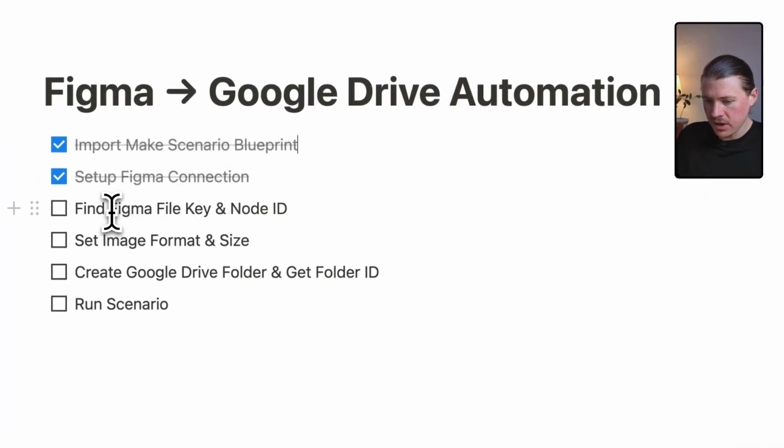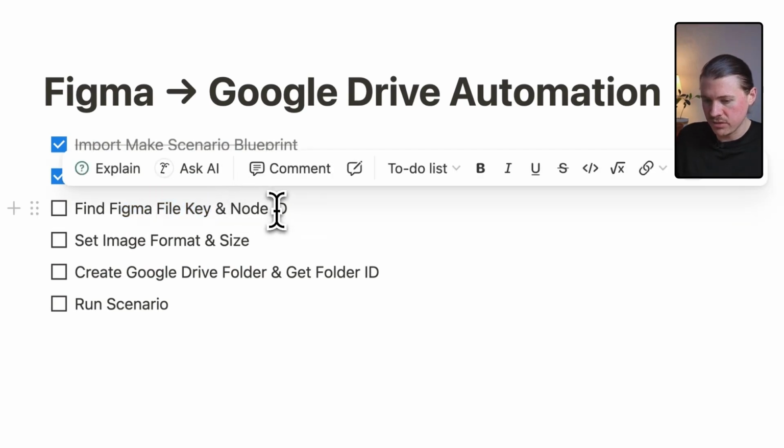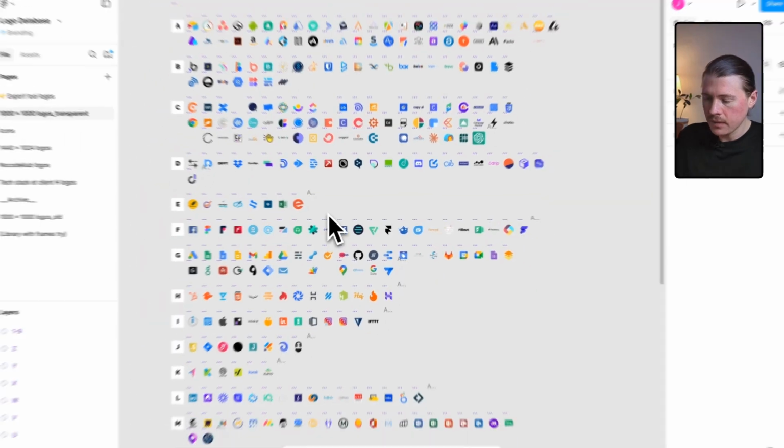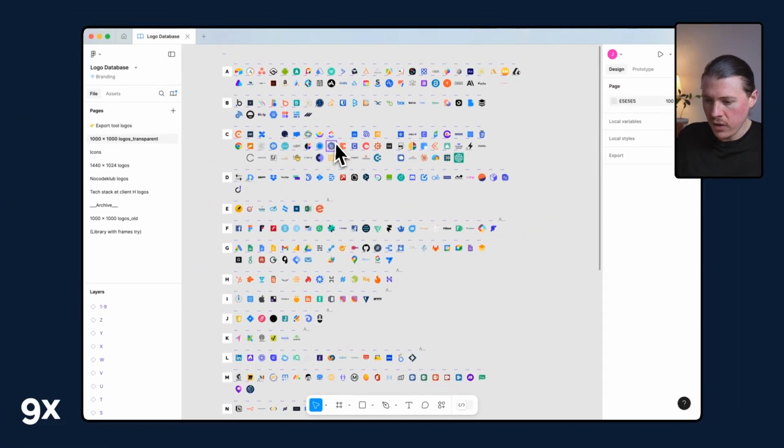So now let's go and find those 2 bits of information that I mentioned before that we need for our automation to run, which is the Figma file key and also the node ID. So for that, I'm going to head over to my Figma. Here I'm in the app and the desktop version. You can also do this if you're using Figma in the browser.